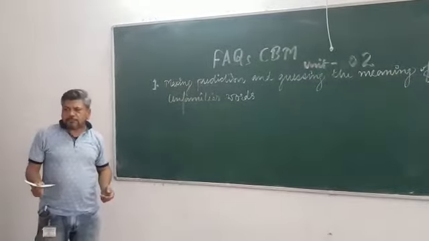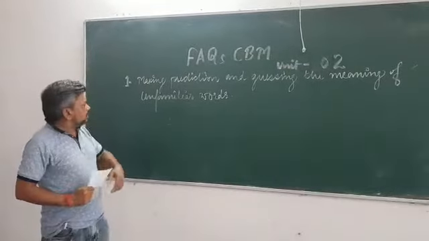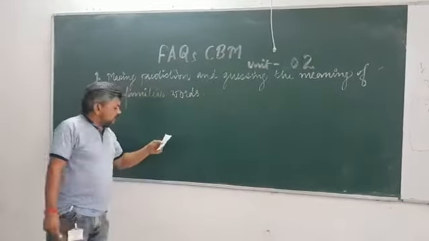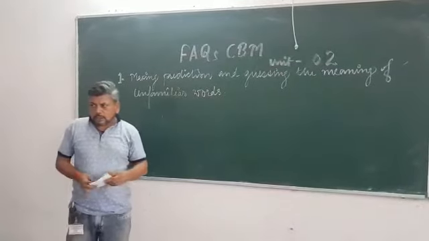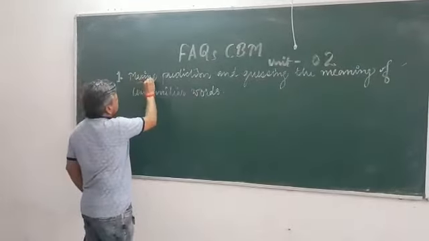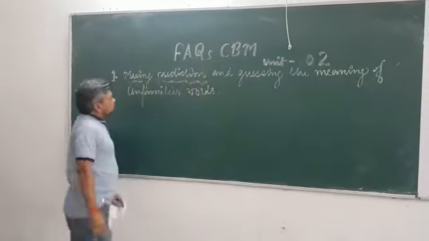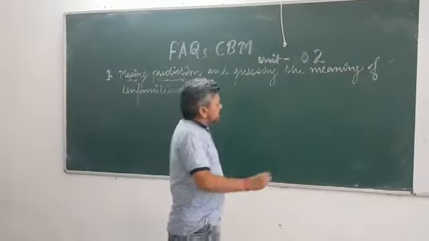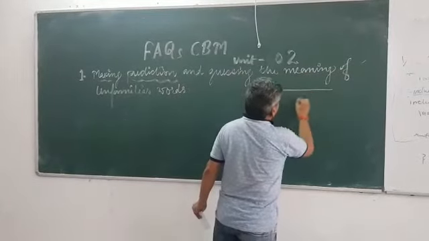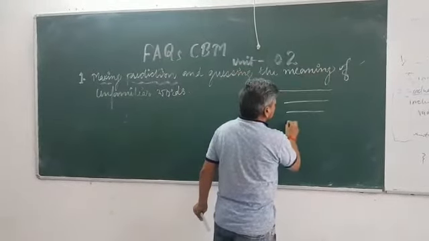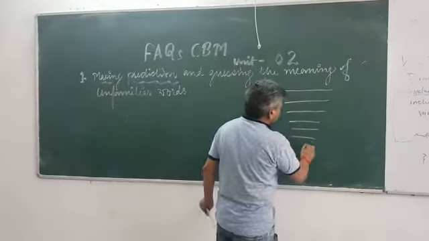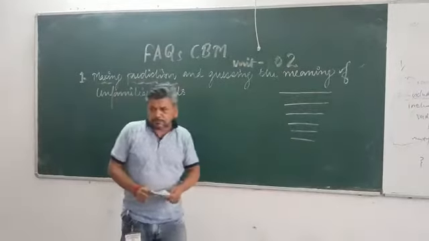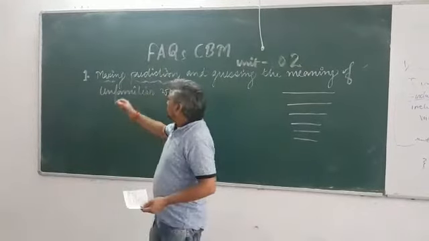The first question on the slip that was forwarded to me is making predictions and guessing the meaning of unfamiliar words. So far as the first part of this question is concerned, making predictions, here I would like to explain the same with deductive logic. How can we make predictions? And when we are going to make predictions, let me explain what is unfamiliar.